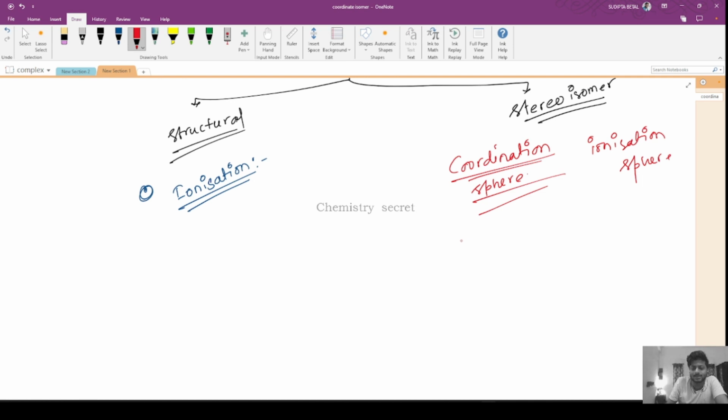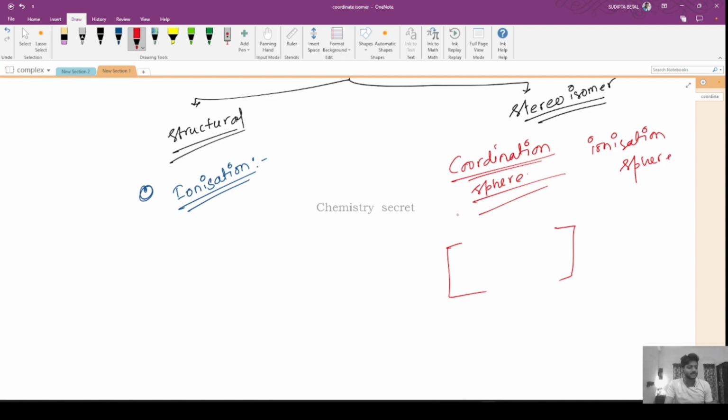The compound written in between the square brackets is known as the coordination sphere. Basically, the metal with the ligands attached to it is known as the coordination sphere, and the ionic species or molecule outside the bracket is known as the ionization sphere.